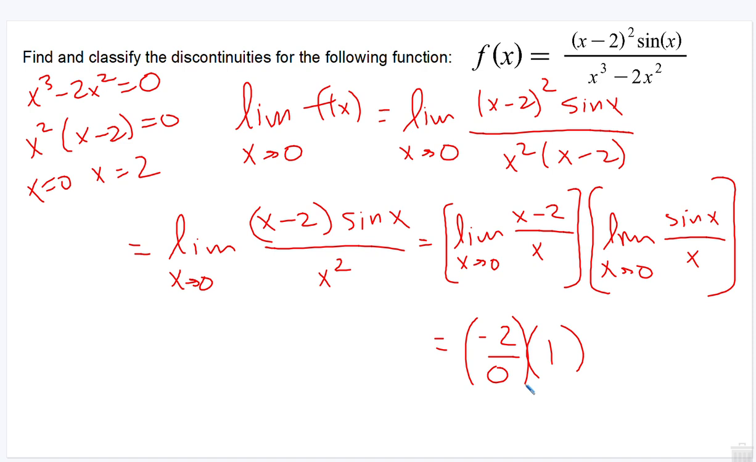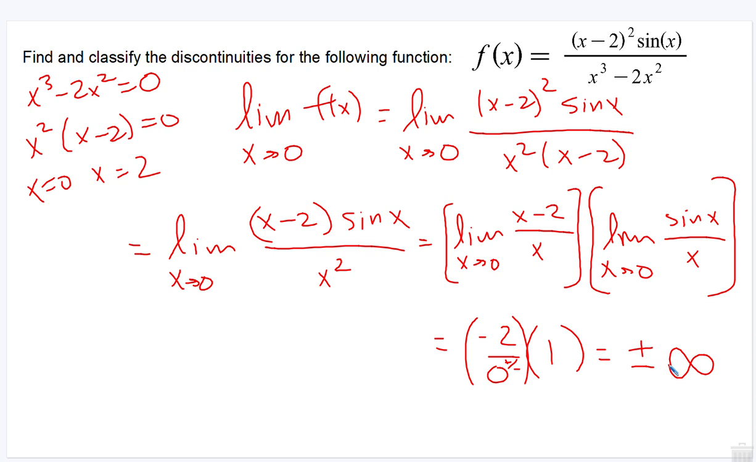Well, negative 2 over 0 doesn't exist, right? And in fact, if we think about this in a little bit more terms here, as we're approaching 0, depending on which side we're on, whether we're on the positive or the negative side of 0, this is either a positive or a negative, very, very small number, right? And so we're dividing by something infinitely small, which makes something infinitely big. So depending on which side we're coming from, this is either equal to positive or negative infinity.